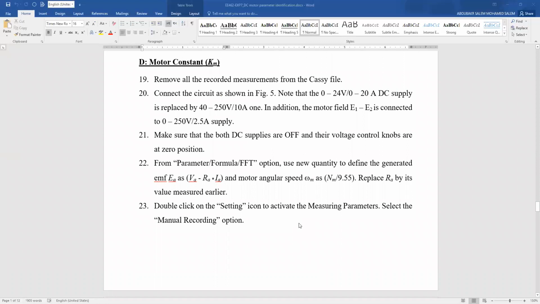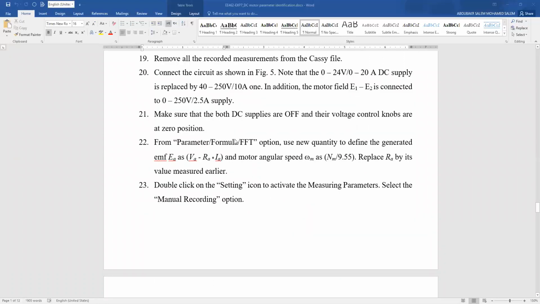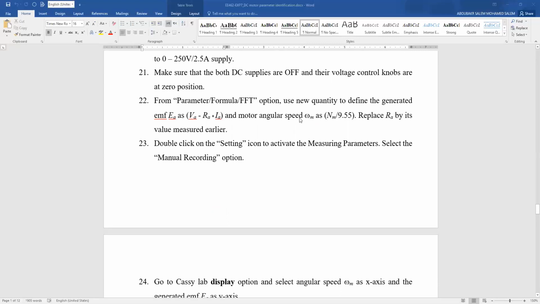So simply we will connect the configuration of figure 5 and make sure that both of these supplies are at 0 and off, the position at 0 and the supply switch is turned off. Then we will define some parameters on CASI.